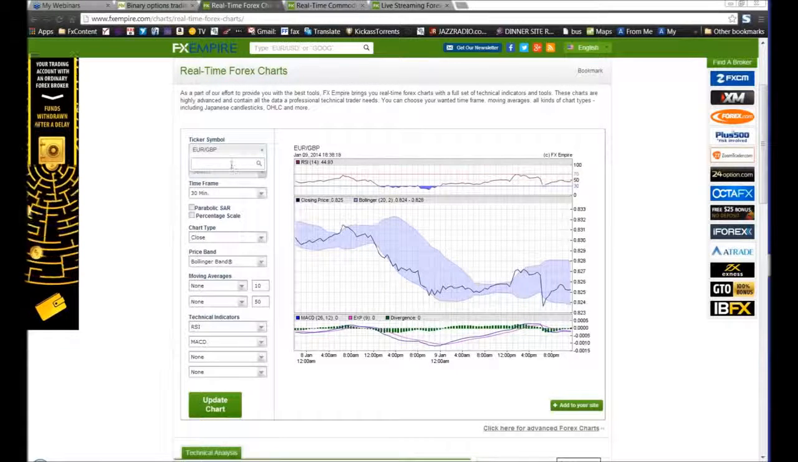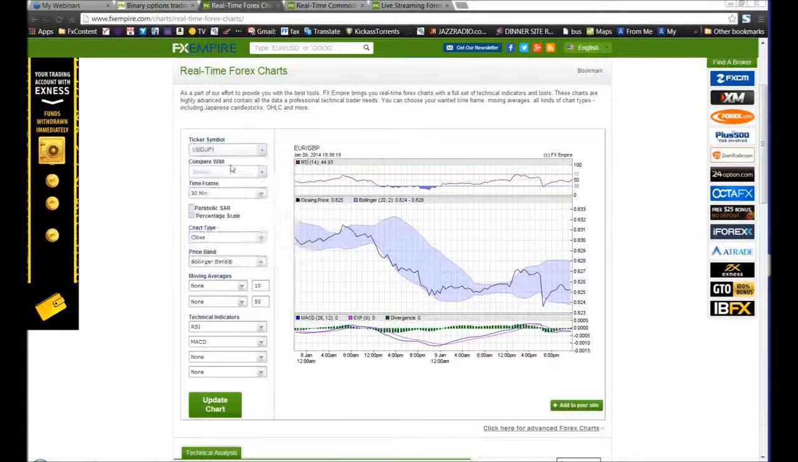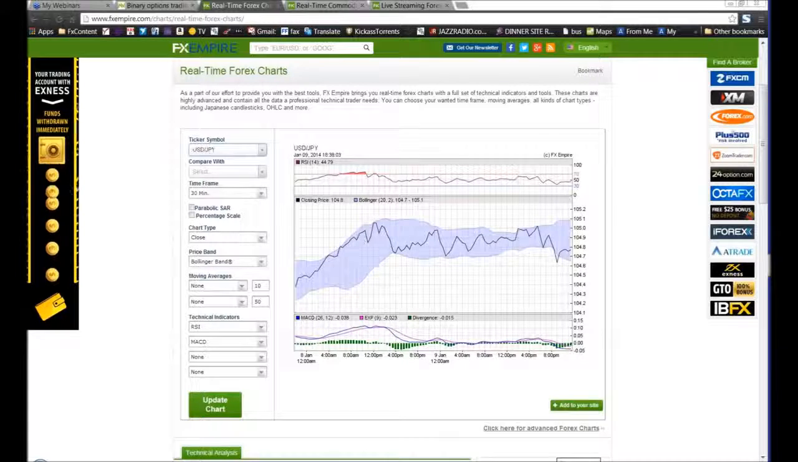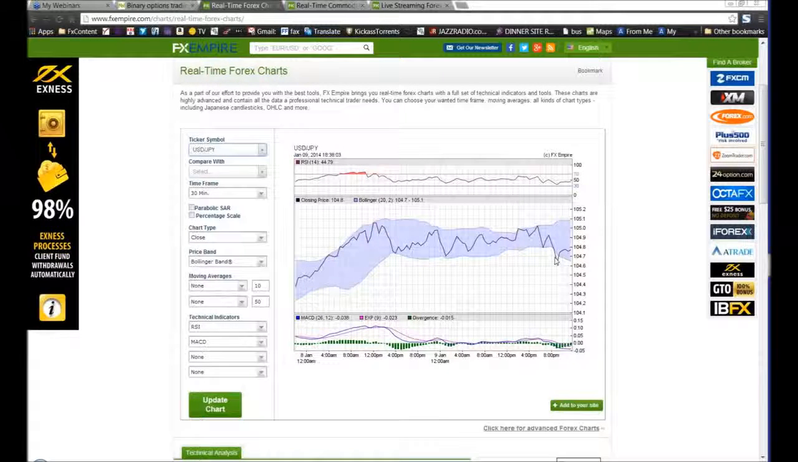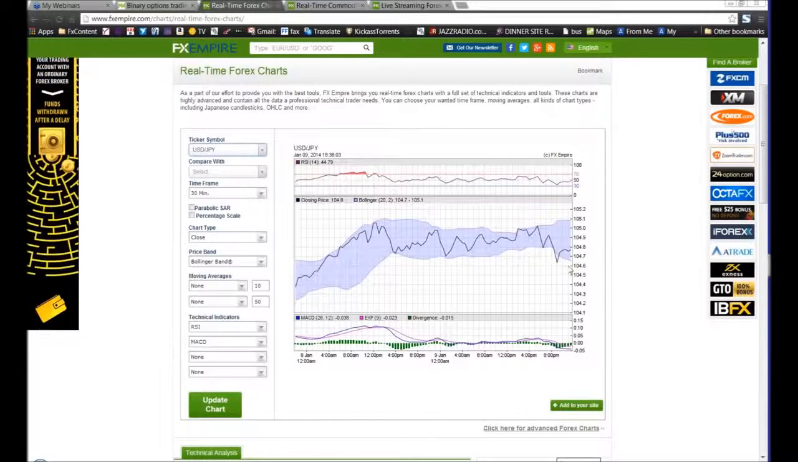We can do the Japanese yen. Let's see where the Japanese yen is at the moment. Japanese yen is towards the bottom. You can see earlier today it had a very big divergence. It was a very harsh divergence and convergence and divergence, but it wasn't a signal to trade.